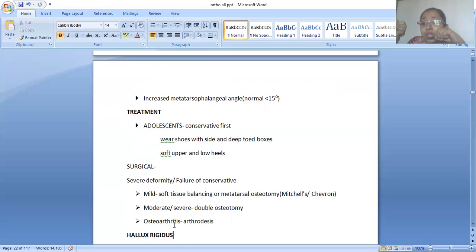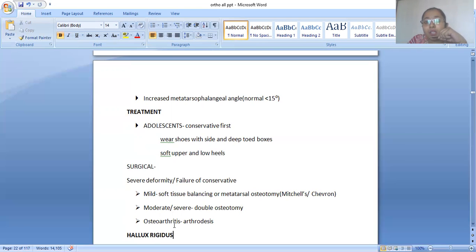And then for bunion also, we'll do intrinsic muscle exercises, stretching, strengthening, then attempt manipulation to lead to proper alignment, and then maintenance of that alignment with taping, or advising some orthotic devices, some customized orthotics. So in this way, we treat hallux valgus in a physiotherapy setup.